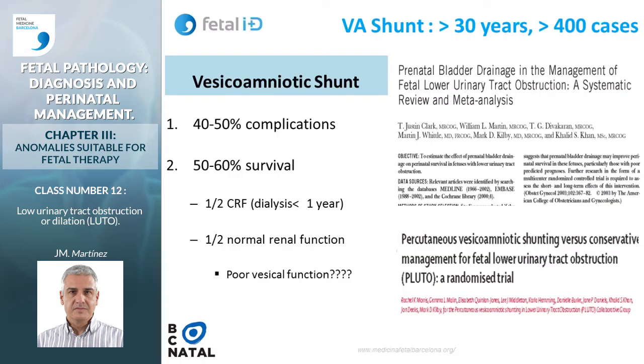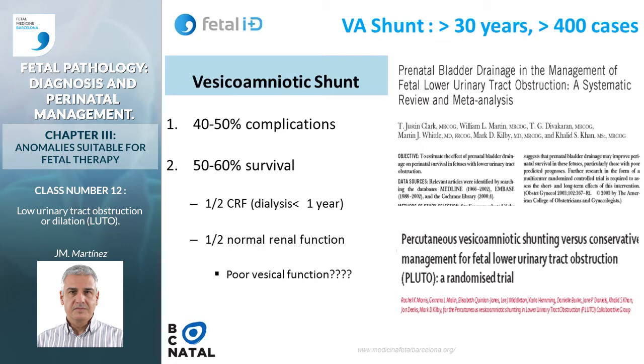The vesico-amniotic shunt started 30 years ago. More than 400 cases have been published. Systematic reviews and meta-analyses have been made. So, what can we tell the parents? Half of the cases will have complications. The fetus itself takes it out, so we have to put it in again.